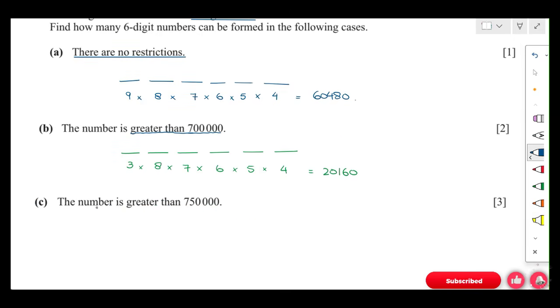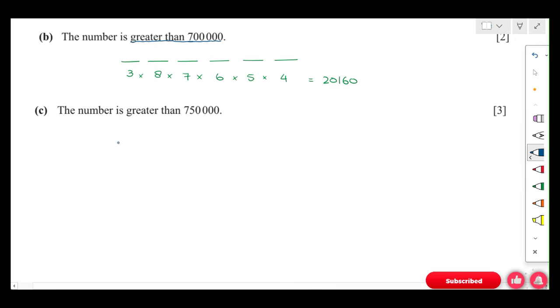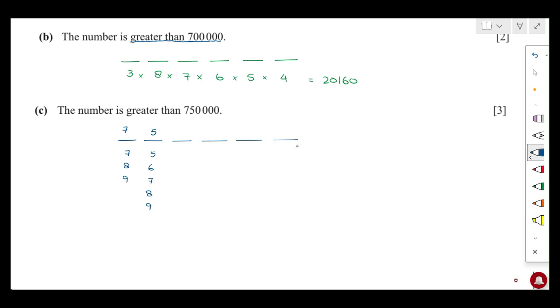Now for part C, the number is greater than 750,000, for a 6-digit number. So the first digit can be 7, 8, or 9. The second digit can be 5, 6, 7, 8, or 9, and there is no restriction for the rest of the 4 digits. If 7 is taken over here and 5 is taken over here, how many options are left?